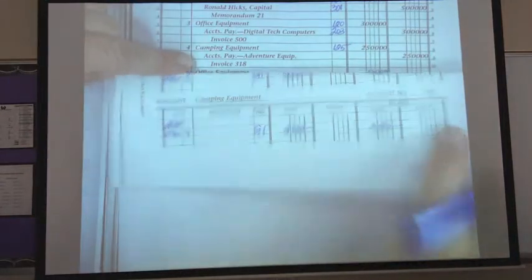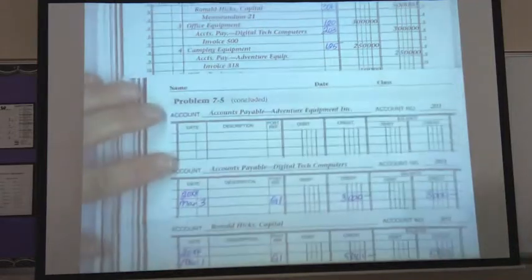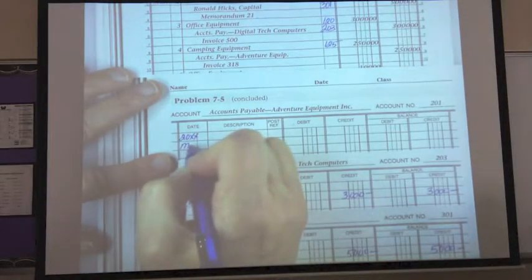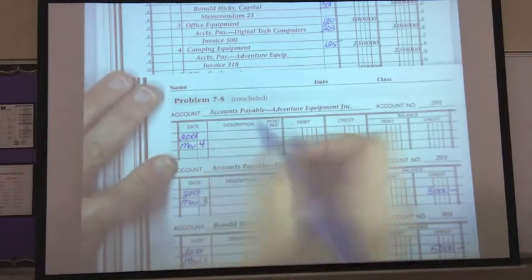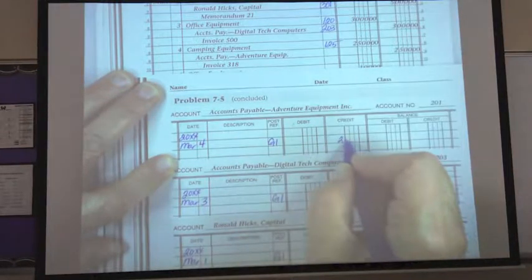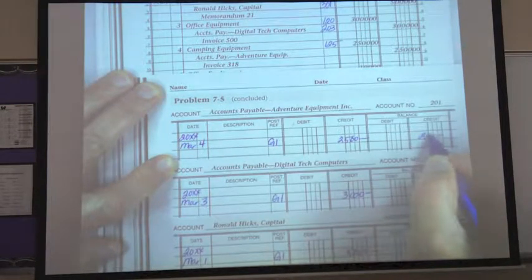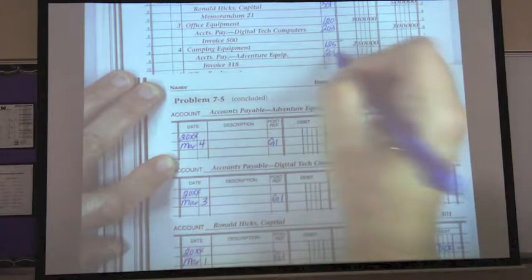Now find accounts payable, adventure equipment. Start with the year. March 4th. G1. This time it's 2,500 on the credit, leaving us with a balance of 2,500 on the credit. And then I come back up here and write 201.